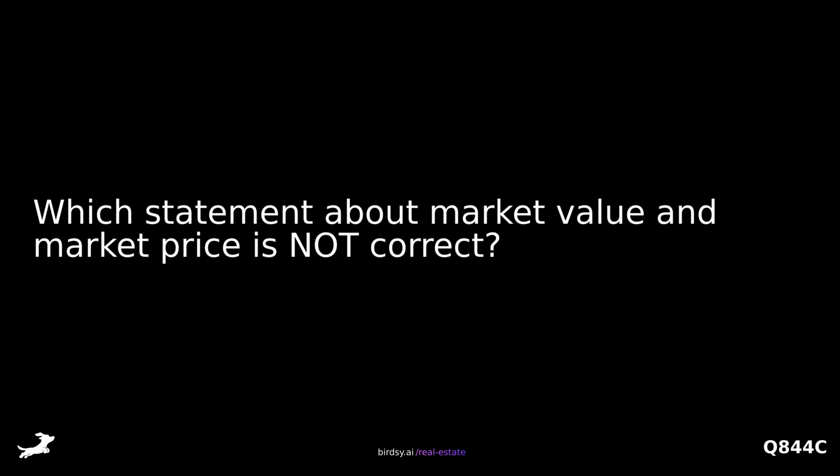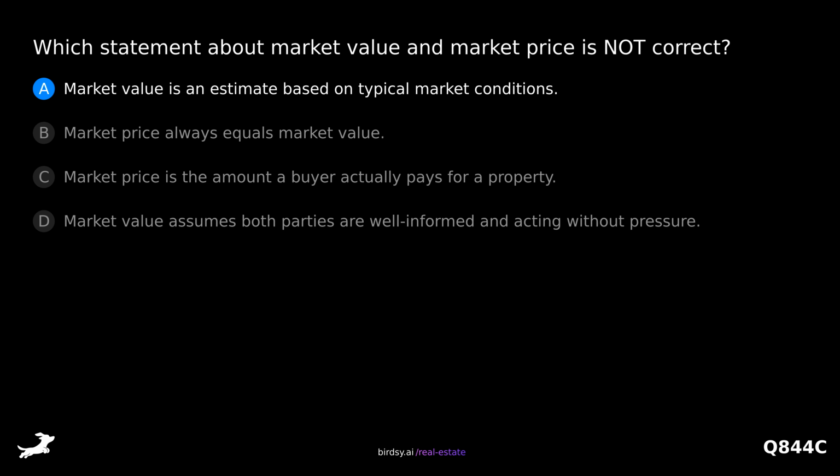Which statement about market value and market price is not correct? Is it A, market value is an estimate based on typical market conditions? B, market price always equals market value? C, market price is the amount a buyer actually pays for a property? Or D, market value assumes both parties are well informed and acting without pressure? The correct answer is B, market price always equals market value.